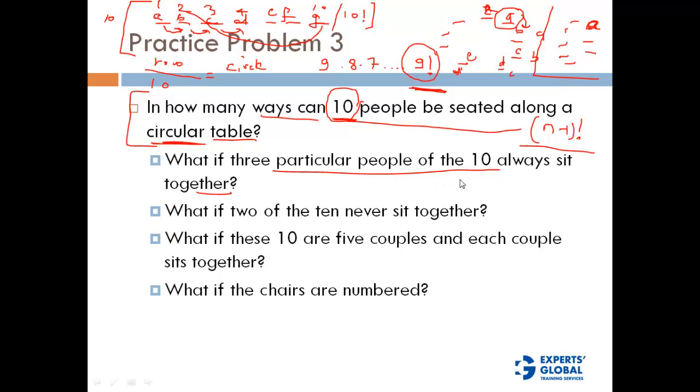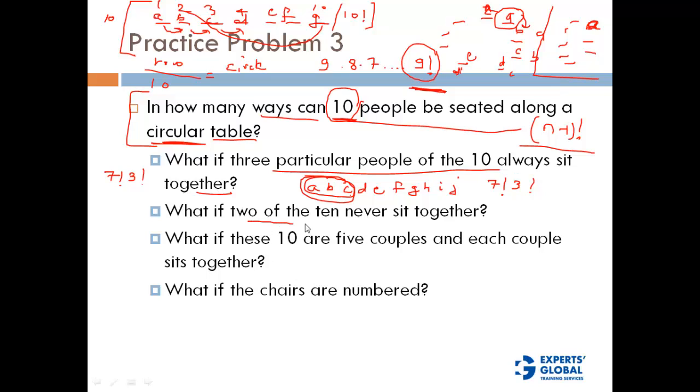What if 3 particular people of 10 always sit together? Same thing, 3 people are always going to sit together. That means let's say A, B, C, D, E, 1, 2, 3, 4, 5, 6, 7, 8, 9, 10, right? So these 3 people always sit together. So how many units do I have to fix? I have to fix only 8 units. 8 units in circular fashion, so I can do that in 7 factorial ways. And in how many ways can these people sit among themselves? They can sit among themselves in 3 factorial ways. So the answer here is 7 factorial into 3 factorial.